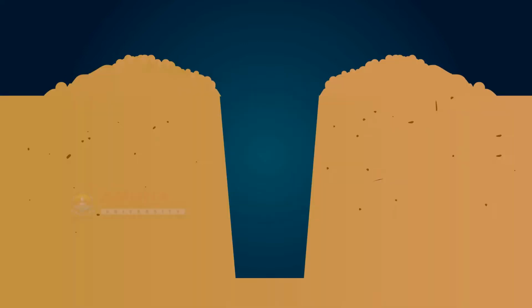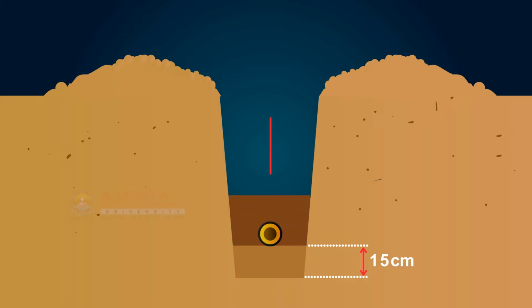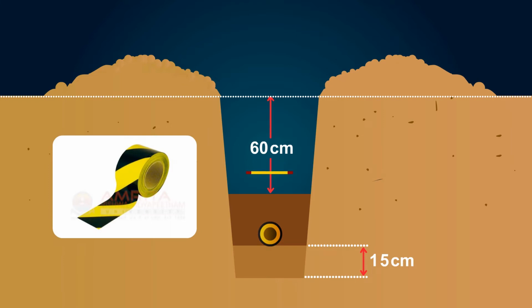Now let's see how the duct for the fiber cable is laid in the trench. First, soft soil is filled in the trench to a height of about 15 centimeters and leveled. The duct is laid on top of the soft soil bed. The trench is then backfilled with consolidated soil up to 60 centimeters deep from the ground level. A warning tape is then laid above the soil. The trench is then backfilled up to the ground level.